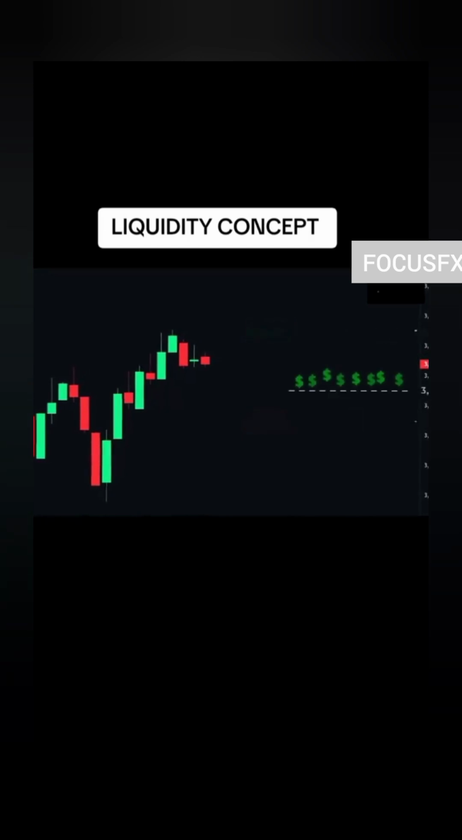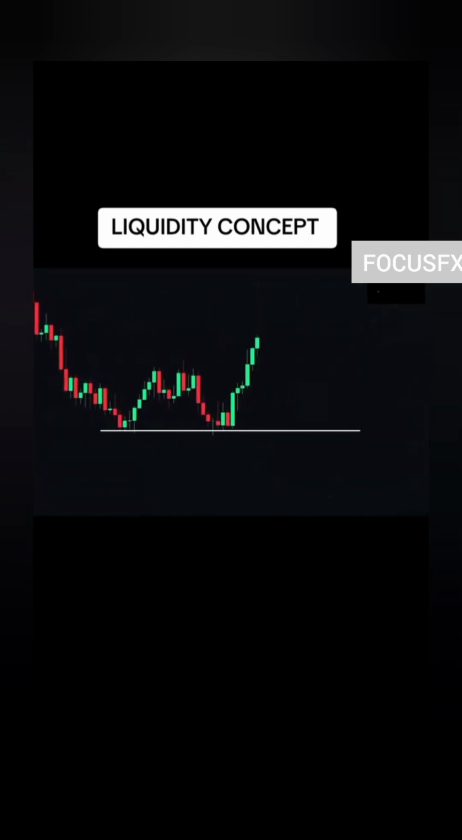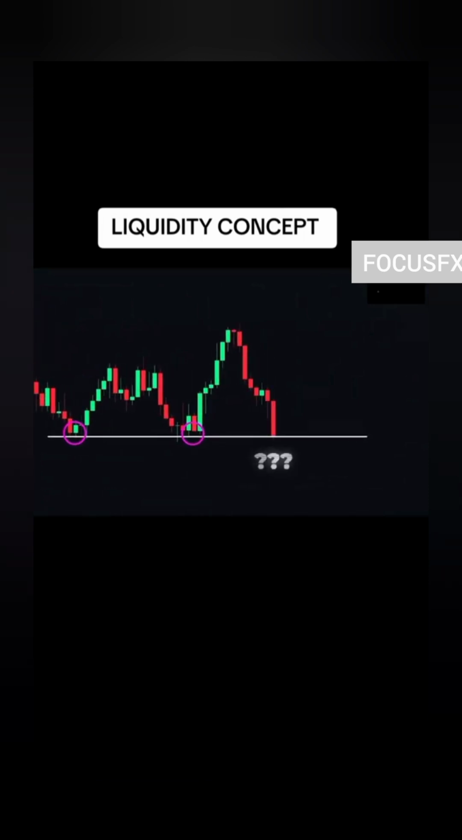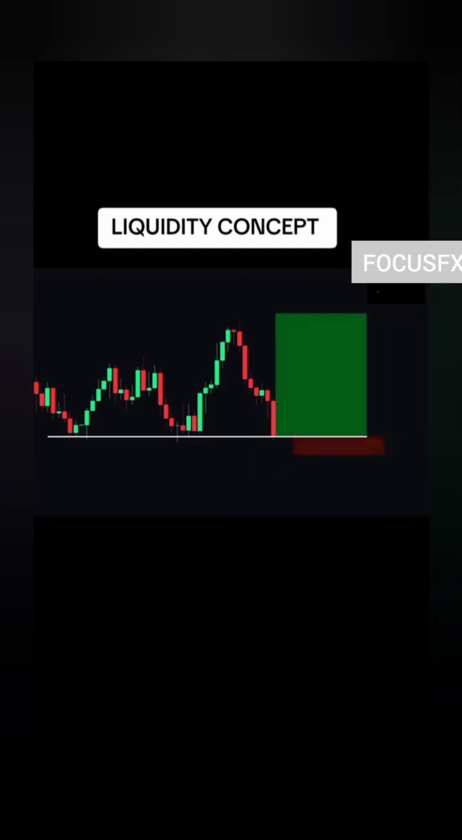However, there are certain price levels where there's more liquidity than others. For example, let's say there's a support level on a chart where price has bounced off twice. As price approaches that level again, what do you think most traders will do when they see this setup? They'll expect another bounce, so they'll enter a long position right at the support and place their stop loss just below it. If they're more cautious, they might place it further down to avoid getting stopped out easily.